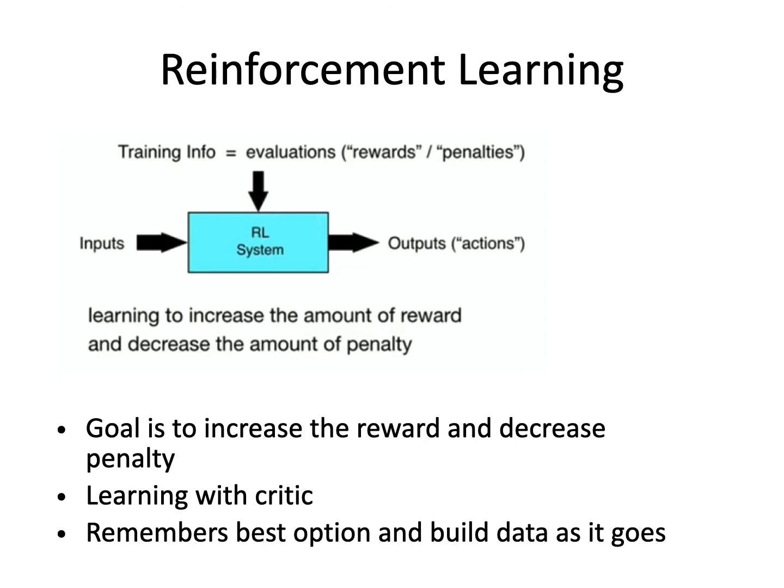And it is also known as learning with the critic, and it remembers the best option and builds the data as it goes. Basically, the evaluation criteria consist of rewards and penalties, and we give the input, and finally we get the output, which is the actions. And the learning is to increase the amount of reward and decrease the amount of penalty.